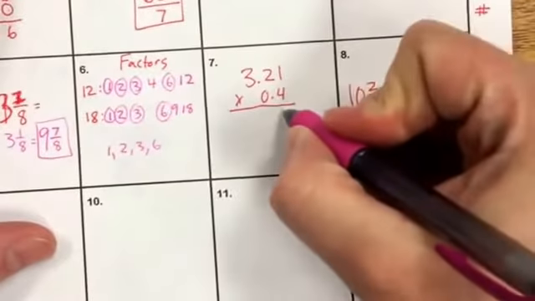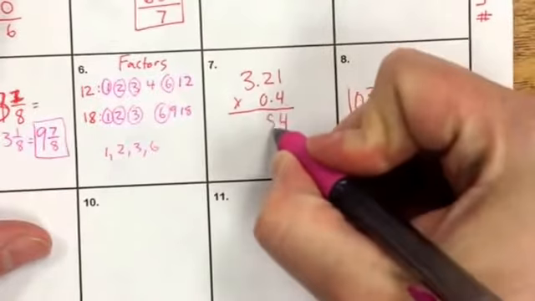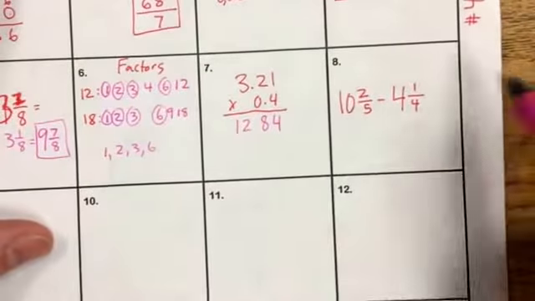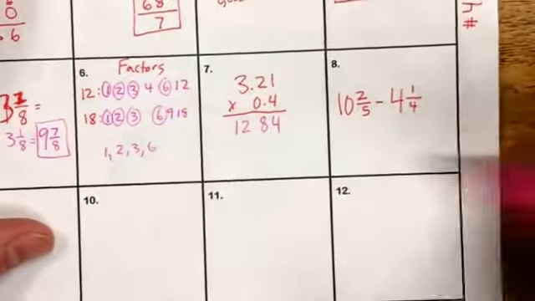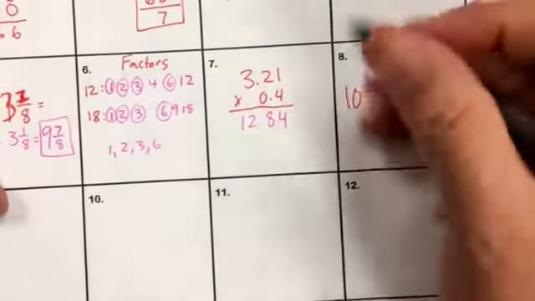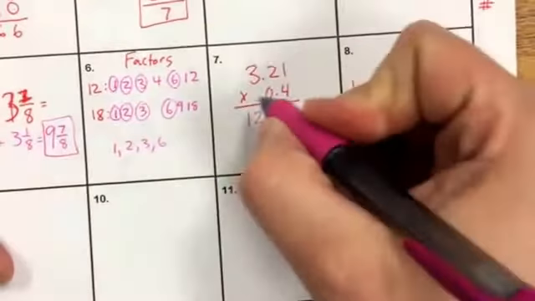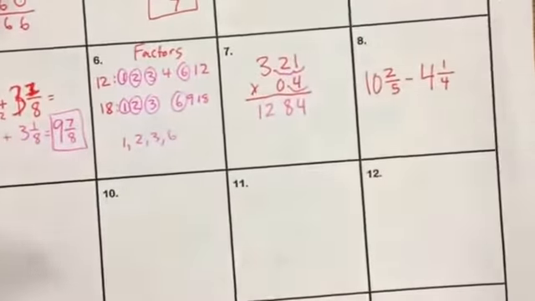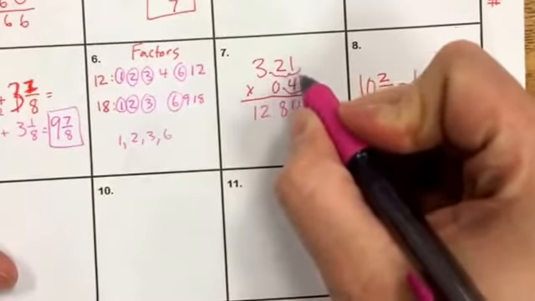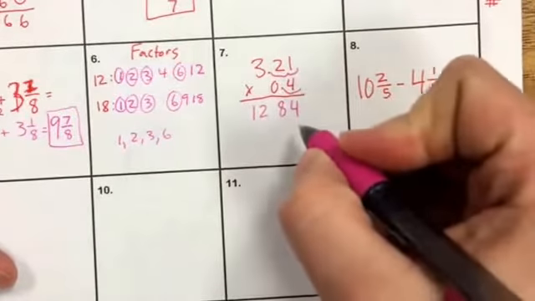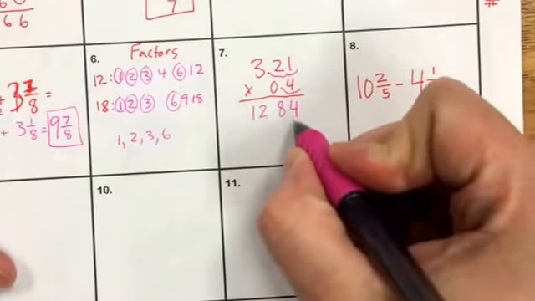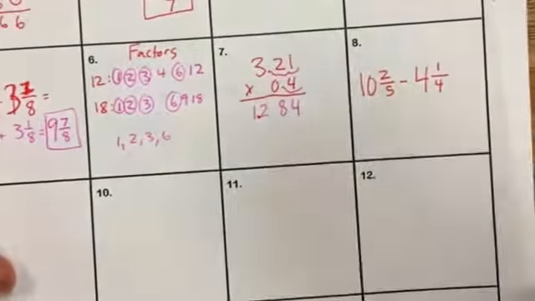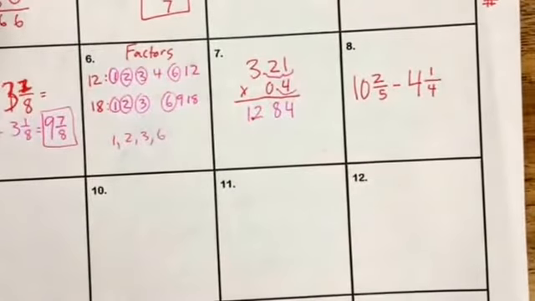So 4 times 1 is 4. 4 times 2 is 8. 4 times 3 is 12. I don't really necessarily have to go ahead and do the zeros because they're all going to be 0. So now I'm just going to go ahead and count up my decimal places. I have 1, 2 decimal places, 3 total decimal places in my problem. So I have to have 3 decimal places in my answer. So I end up with 1 and 284 thousandths.